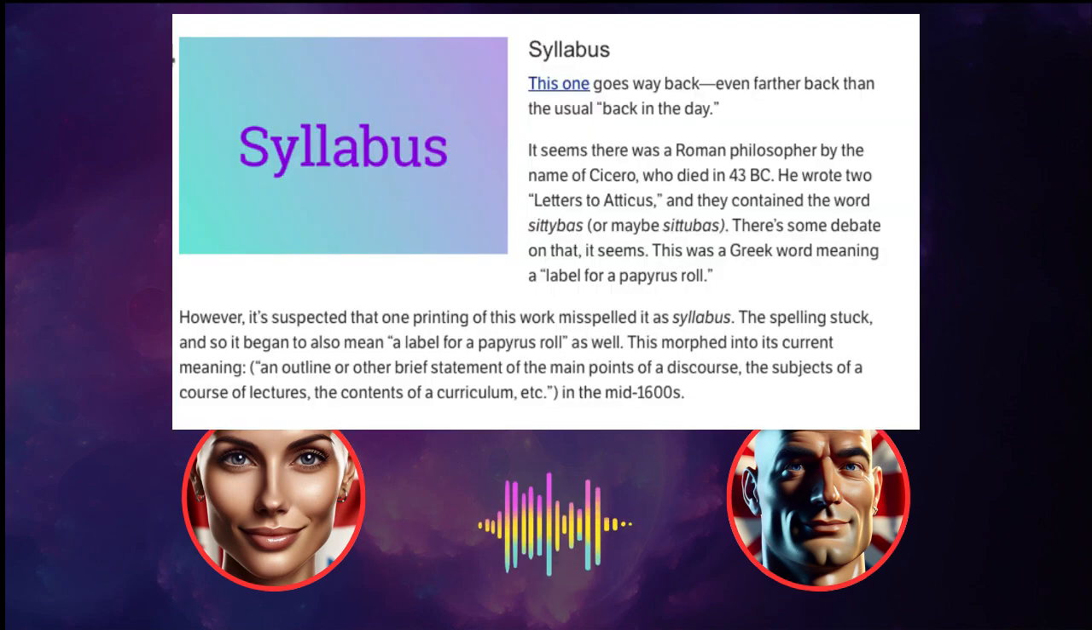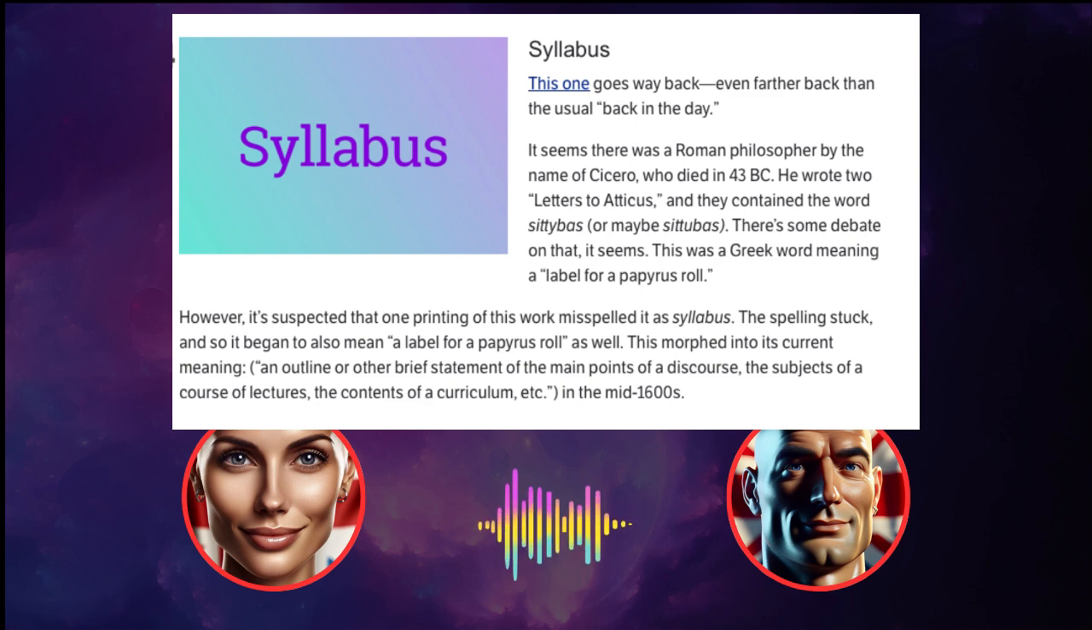Consider the word syllabus, that staple of academic life. It's thought to be a centuries-old typo of the Greek word syllabus, or perhaps situbus. Wait, so you're telling me syllabus, this word that strikes fear into the hearts of students everywhere, has been haunting us since the time of the ancient Greeks? Perhaps. And it shows how even scholarly works aren't immune to these ghostly intrusions. It makes you want to go back and double-check all your sources, doesn't it?